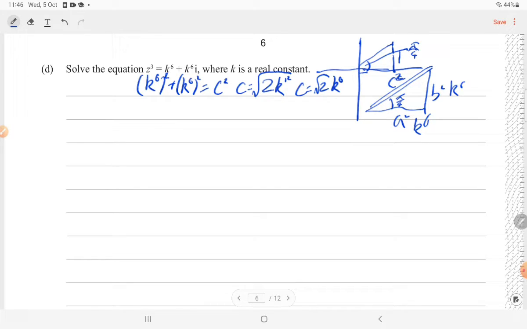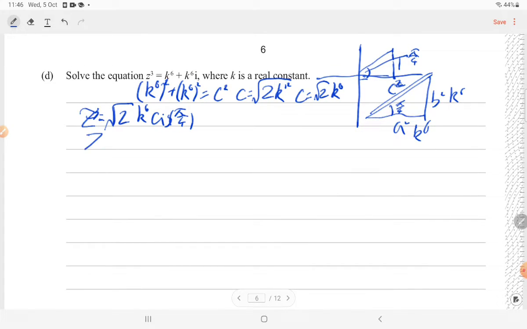So we can rewrite this as z to the power 3 is equal to square root of 2k to the power 6, pi over 4. Then we can multiply, so we can do this, so z to the power 3 all to the power 1 over 3. That just cancels each other out to create z. So z is the square root of 2k to the power 6, pi over 4, all to the power 1 over 3.